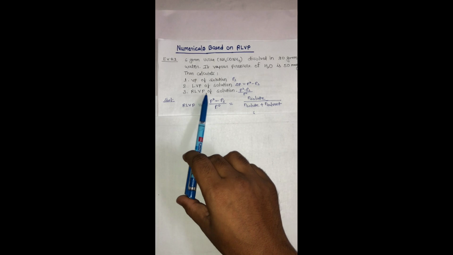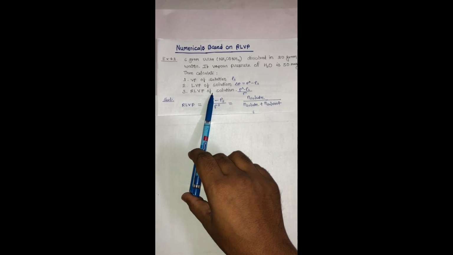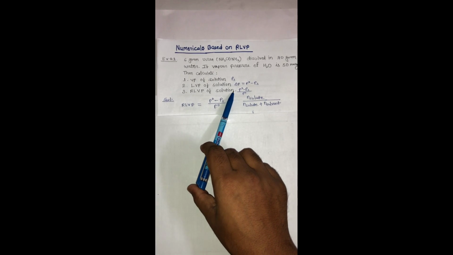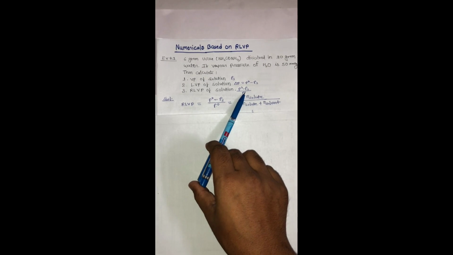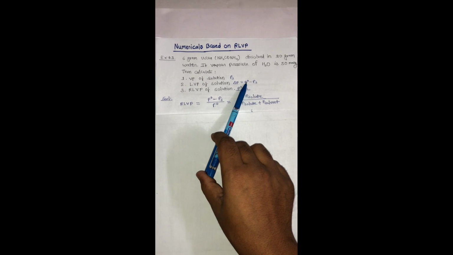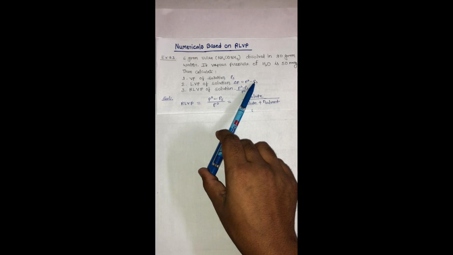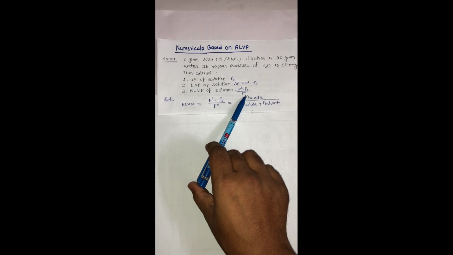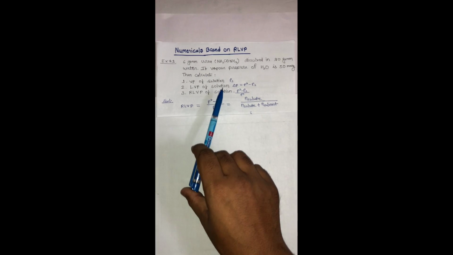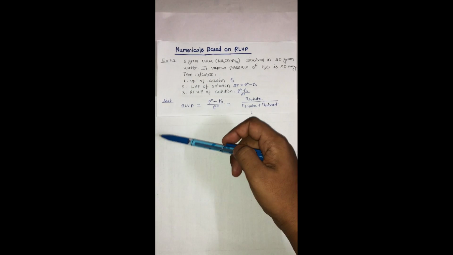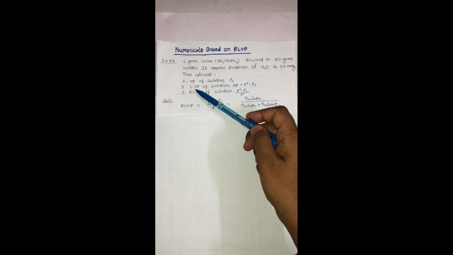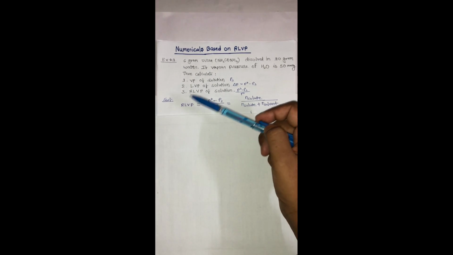And third one, RLVP means relative lowering in vapor pressure of solution, that will equal to P naught minus PS, means delta P divided by P naught. Delta P is the lowering in Vp, PS is Vp of solution, and P naught again is Vp of pure solvent. So with this question we can understand three concepts: how to calculate Vp, how to calculate lowering in Vp, and how to calculate relative lowering in Vp.